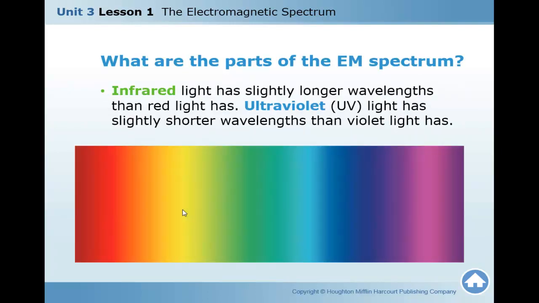We have infrared and ultraviolet. Infrared light has slightly longer wavelengths than red light has. So the infrared has long wavelengths. Ultraviolet has shorter wavelengths than violet light. So we have infrared, ultraviolet. Infrared light has slightly longer wavelengths than the red light, but the ultraviolet has shorter wavelengths than the violet light.